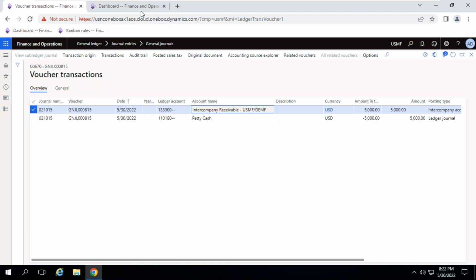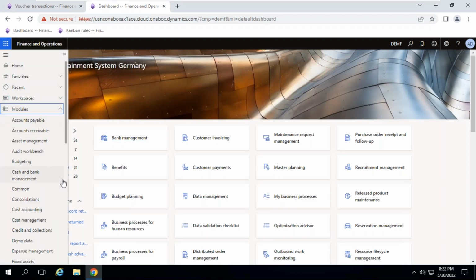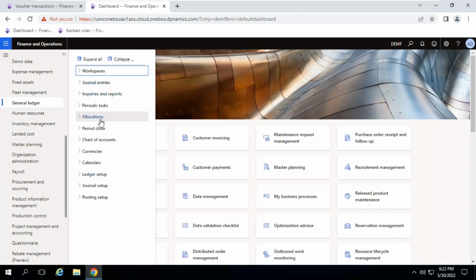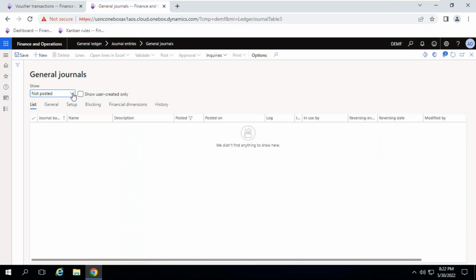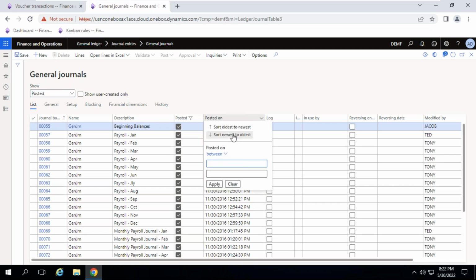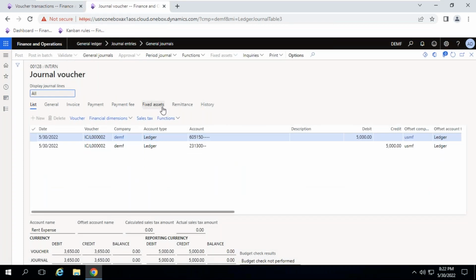Okay. Now, if you go to the DMF company, go to general ledger, collapse all, journal entries, general journals. If you verify the posted transactions with the latest date, one transaction got created. If you go inside, the amount was posted.